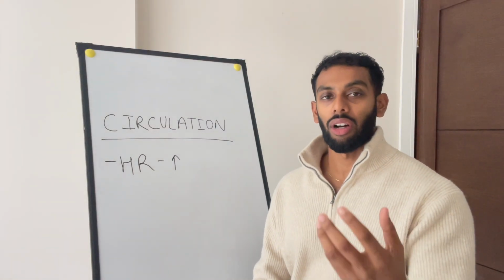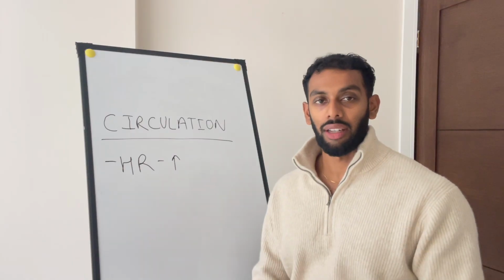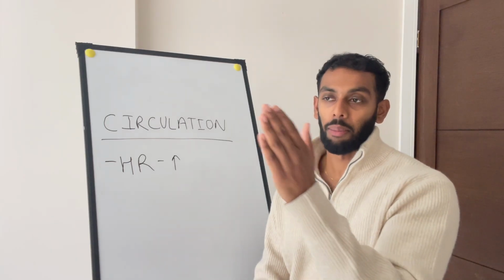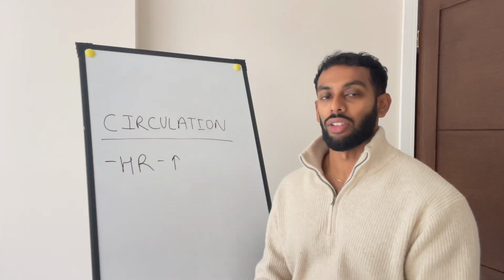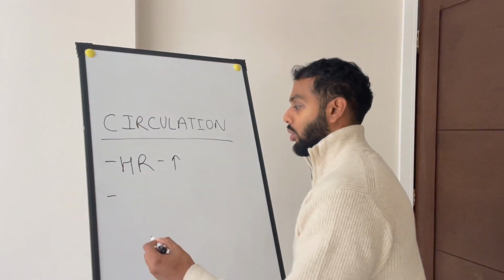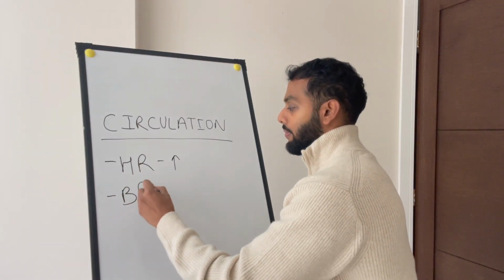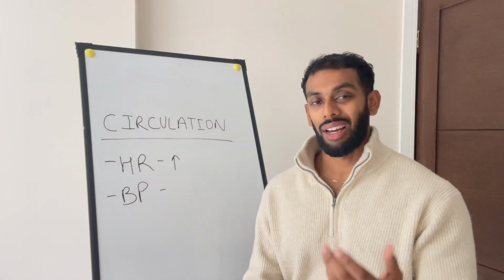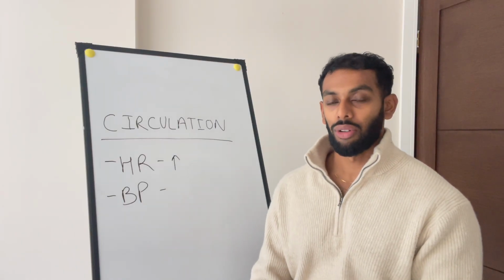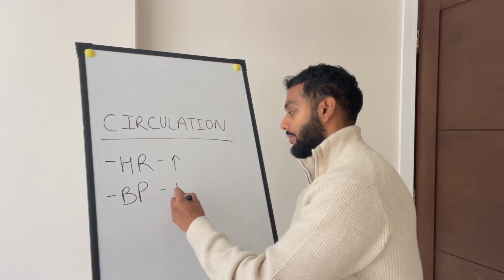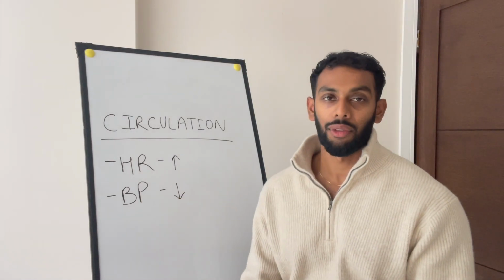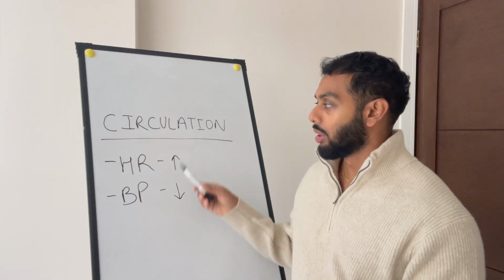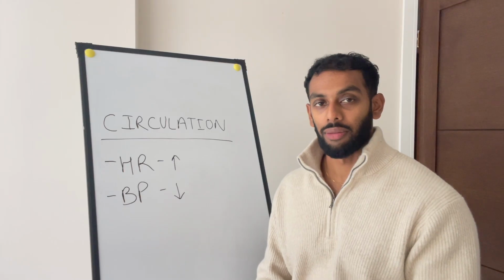Why is the heart working harder? Because there's not enough blood circulating around the body. So the heart has to work twice as hard to make sure that it can push that small amount of blood to the vital organs. The second one, blood pressure. So what is the blood pressure going to be like? You don't have that much blood in the circulation, so the blood pressure is going to be low. So if you're looking at a patient's vitals, their heart rate is high, their blood pressure is low, that is a sign of poor circulation.